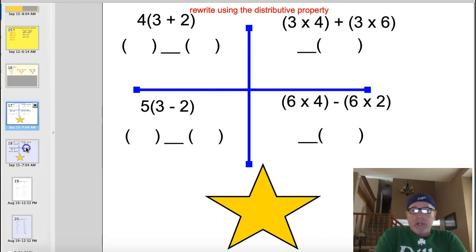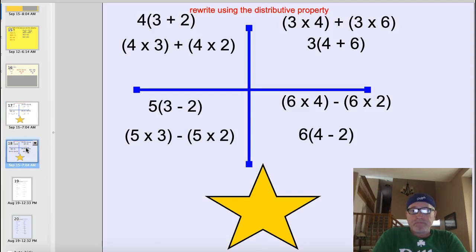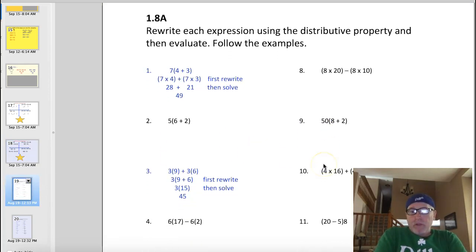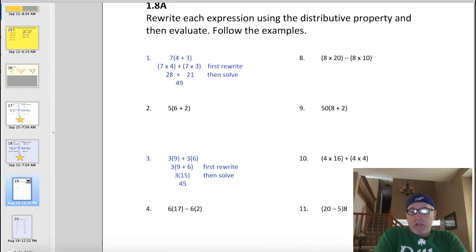All right, here's your answers. If that looks solid, well, that's great. Here's your homework, your independent practice, I should say. I would like you to take this sheet here, and I've given an example of how I'd like you to do it. You're first going to rewrite and then evaluate or solve.